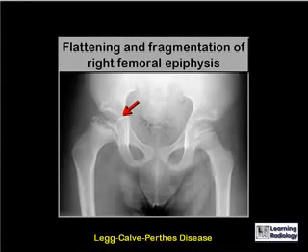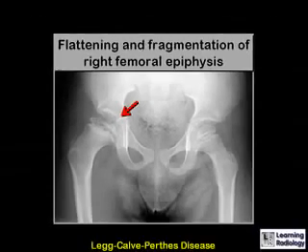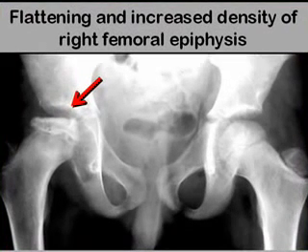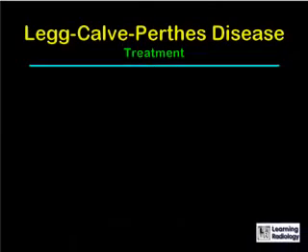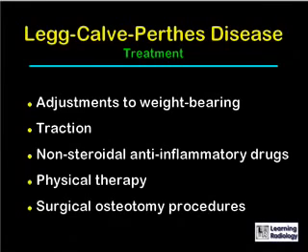Here's an individual with a more advanced case of Legg-Calvé-Perthes disease in which there is flattening and fragmentation of the right femoral capital epiphysis. And in this kitty, there's flattening and increased density of the capital femoral epiphysis on the right side. Treatment includes adjustments to weight-bearing, traction, non-steroidal anti-inflammatory drugs, physical therapy, and sometimes surgical osteotomy procedures.